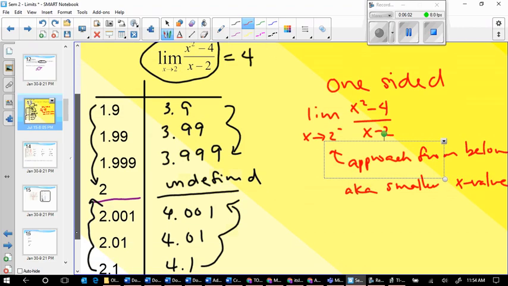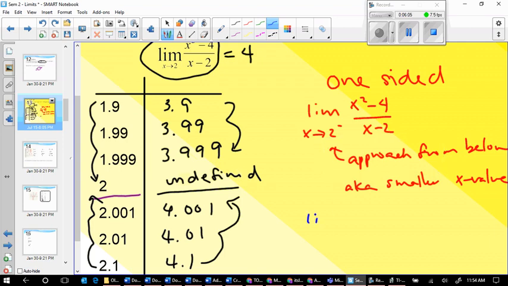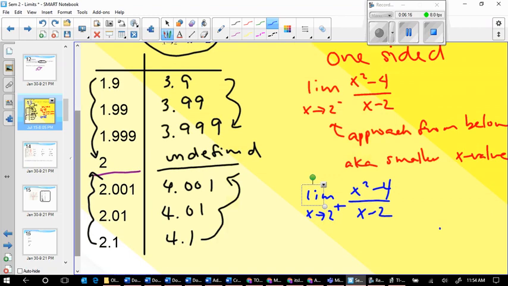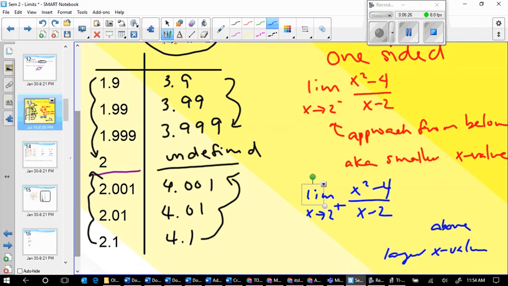Okay, similarly, I can also have the limit as x is approaching 2 from above, with a little plus sign. Again, that would be approaching from above instead of from below, aka we're looking at larger x values. If I wanted to find my limit from below, that would be using smaller x values, so I would only look at this side. This side is the only side I would look at for from below, whereas from above, I would only look at this side.